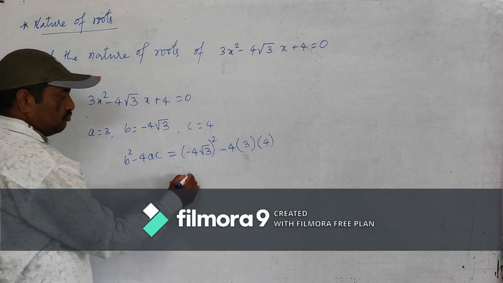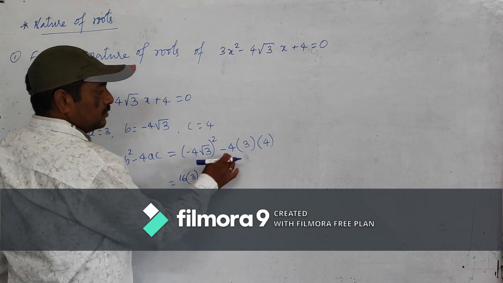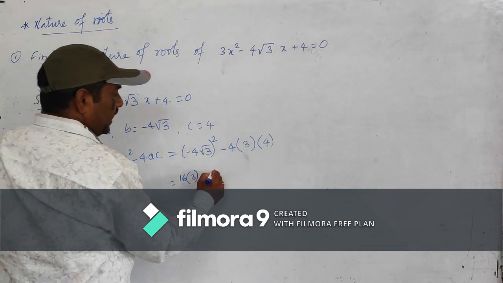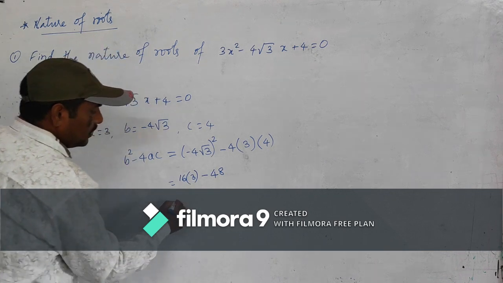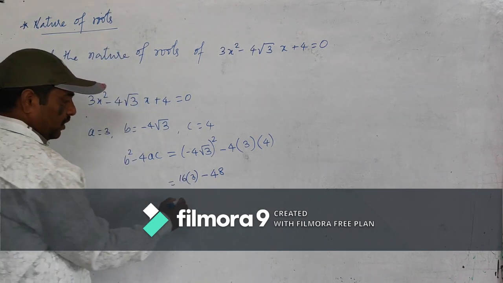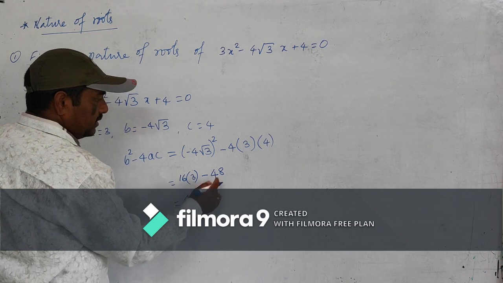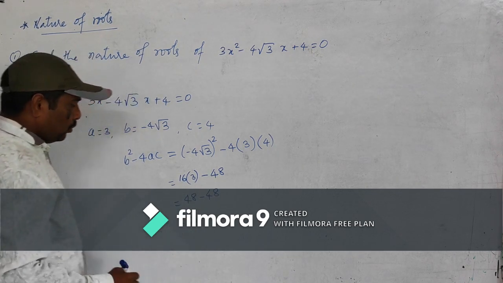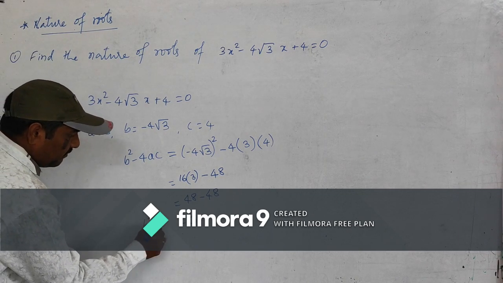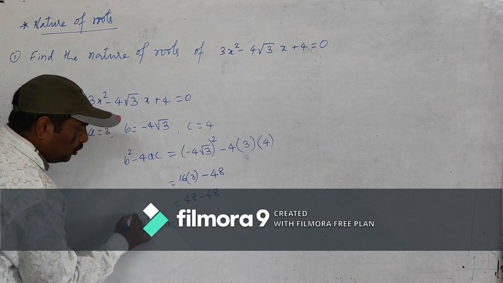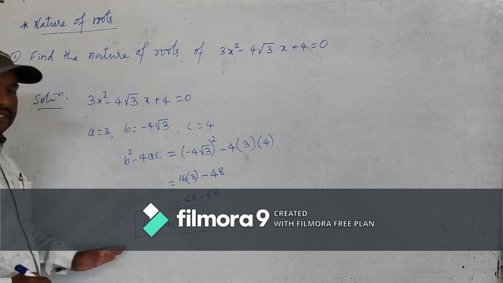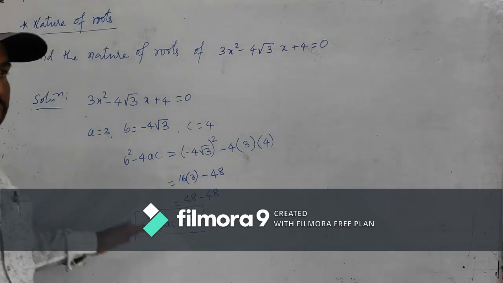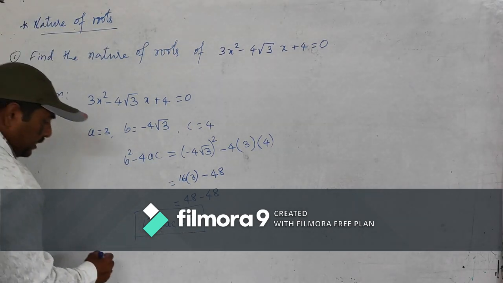Three square is 3, minus 4 3s are 12 and 12 4s are 48. Now 16 3s are 48, minus 48. 48 minus 48 is 0. It means discriminant value is equal to 0. If the discriminant value is equal to 0, then the roots are real and equal.